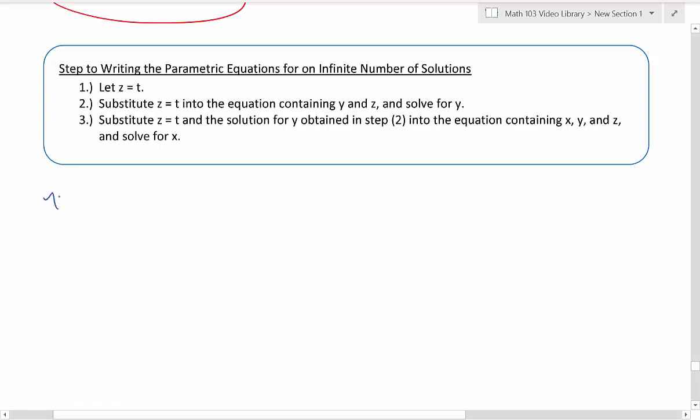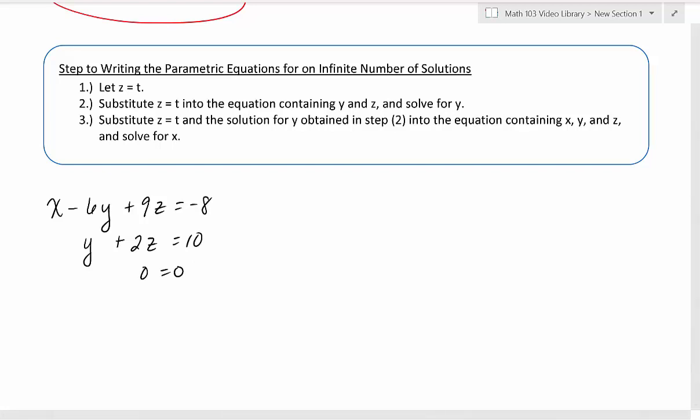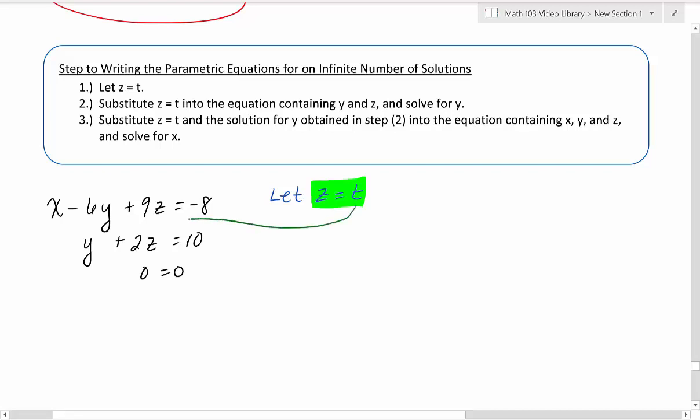All right, I'm going to rewrite my equations that we have. X minus 6y plus 9z equals negative 8. Y plus 2z equals 10, and our 0 equals 0. All right. So the first thing I'm going to do is state that I'm letting z be equal to t. There's our first solution. And now, just like before, I'm just going to take what z is equal to and plug it into my other equation and solve for y.